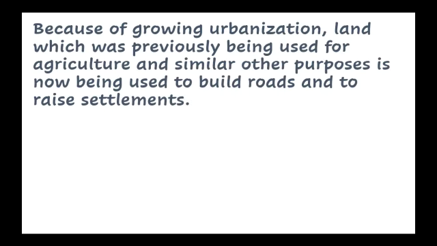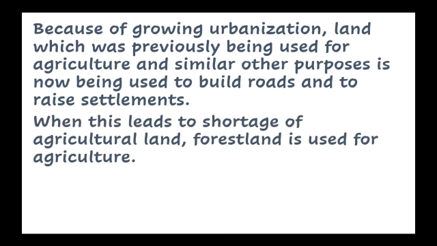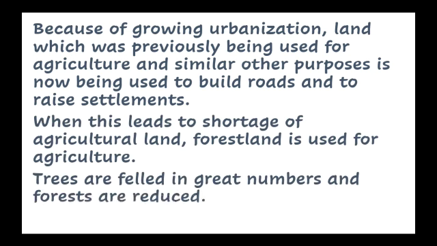Because of growing urbanization, land which was previously being used for agriculture and similar other purposes is now being used to build roads and to raise settlements. When this leads to a shortage of agricultural land, forest land is used for agriculture. Forest land is being used for agricultural purposes. Trees are felled in great numbers and forests are reduced.